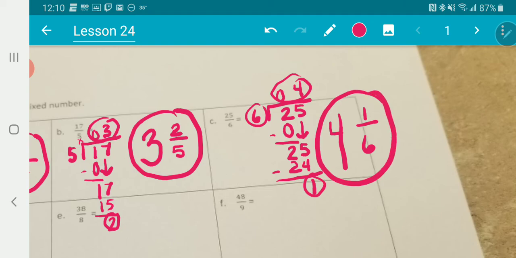All right, so the biggest problem that we normally see when we teach this lesson is you guys get confused on what number is the whole number, what number is the numerator. Remember, your whole number is always your answer, which is on top. Your numerator is always your remainder, which is on bottom. And like we said before, your denominator always stays the same. Okay, so just remember, your whole number is that number on top, and you should be all set.